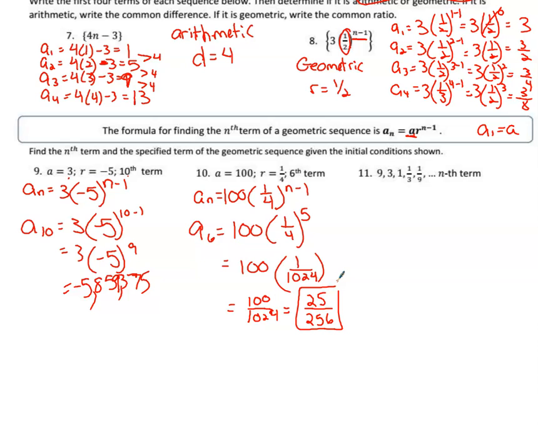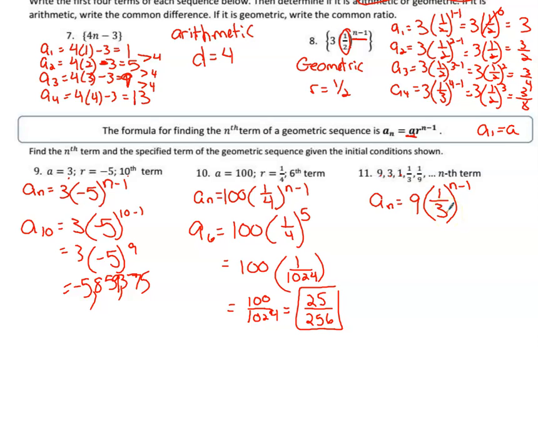On number 11, to get the nth term, which is all they're asking for in this one, we take the first term, which is 9, and look at the common ratio. From 9 to 3 to 1, we're dividing by 3 each time, or multiplying by a third. And then we say n minus 1 power. So the common ratio is 1/3, to the n minus 1.